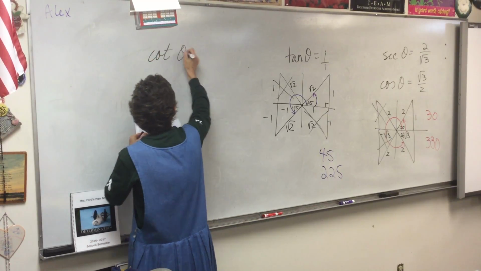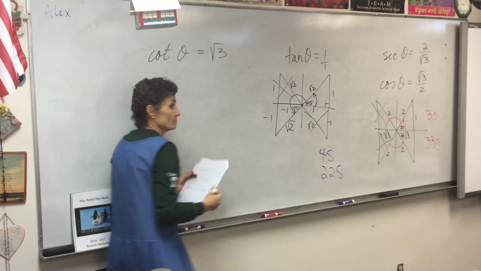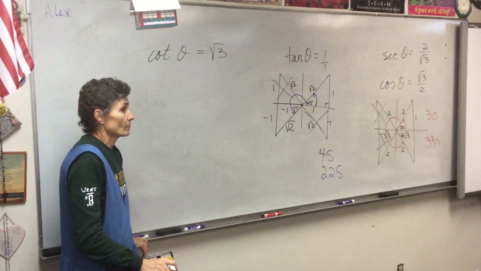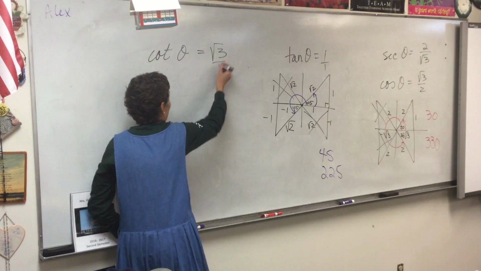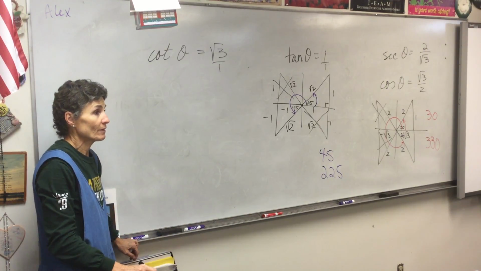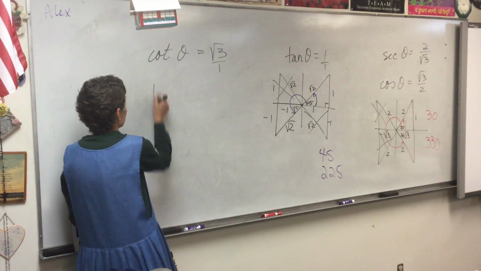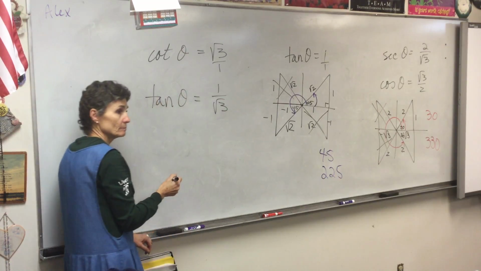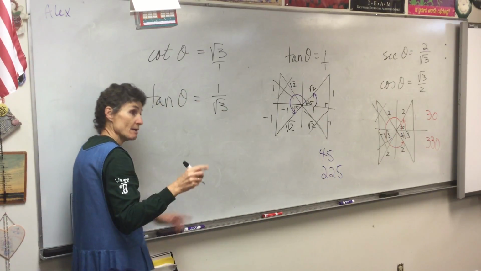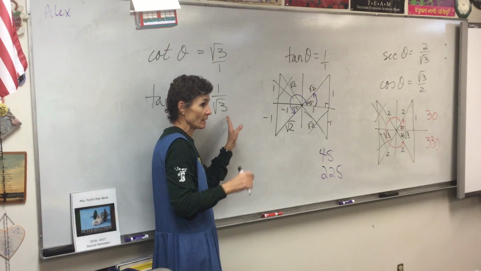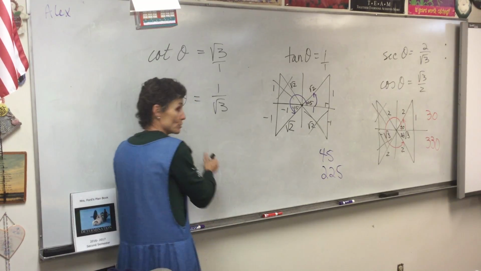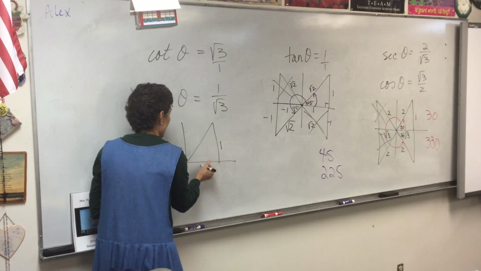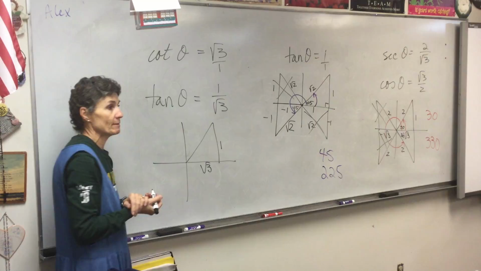Cotangent theta equals root 3. That's root 3 over 1. I don't like cotangent very well, so I'm going to think of that as tangent is 1 over root 3. So if I were putting this down in the answer block, that would be root 3 over 3. But all I need to do is draw that, so I'm going to leave it like that. And I'm going to make the opposite side 1 and the adjacent side root 3.